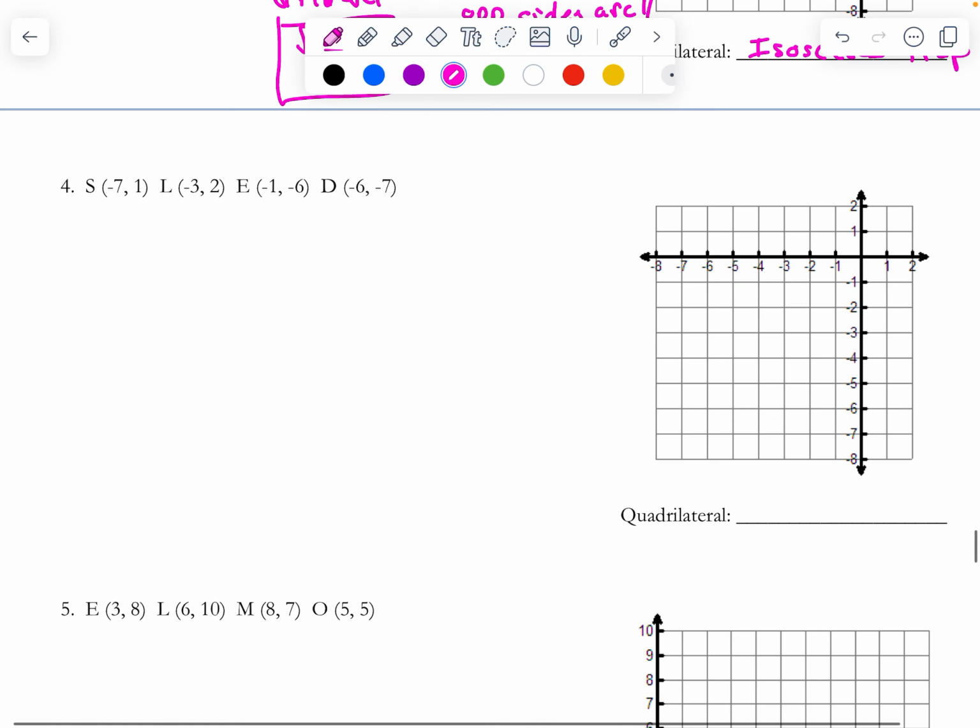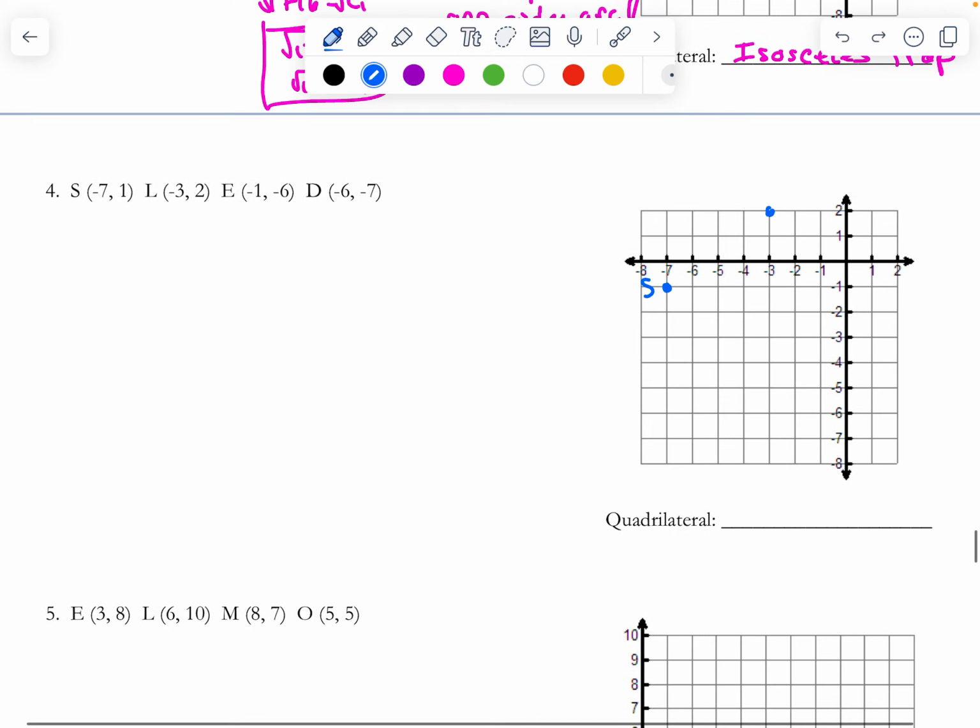Now, this problem number 4 is going to go by fairly quickly. And the reason being is, actually, I don't want to spoil anything. Let's go ahead and just draw it. So -7, -1, this is S. -3, -2, that's L. -3, +2 is L. -1, -6 is E. And then -6, -7 here, that's D. So let's go ahead and draw these up.